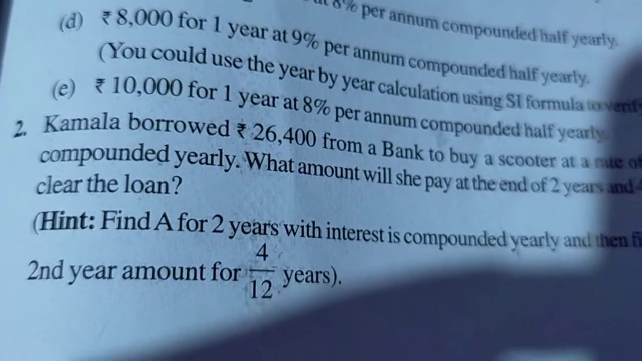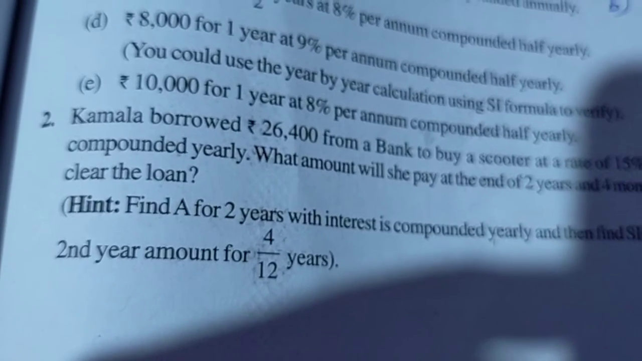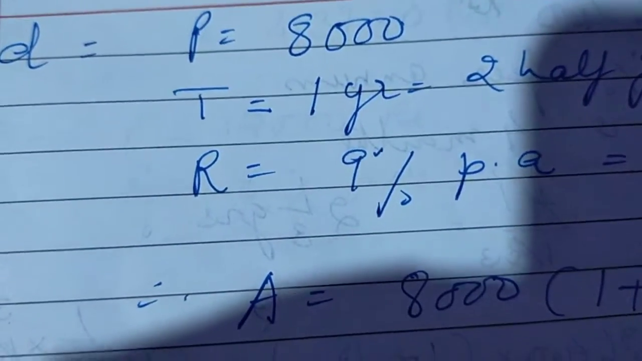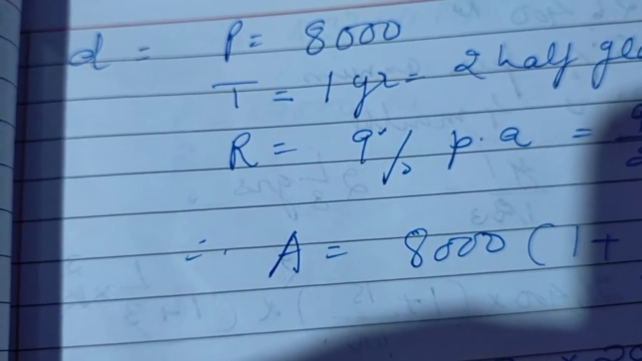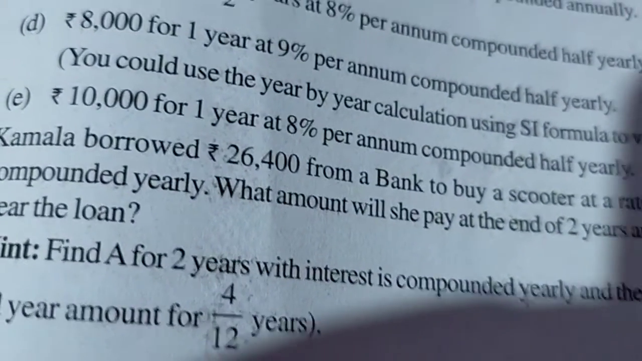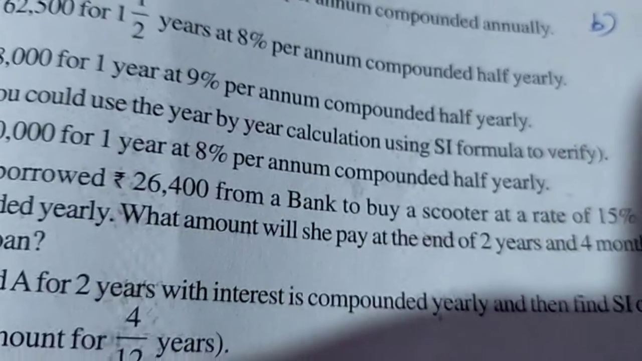Now D part says principal is 8,000, time is 1 year at 9% per annum compounded yearly. So this is simple. You have to find the compound interest on 8,000 rupees for 1 year. In the D part it is compounded half yearly, right?